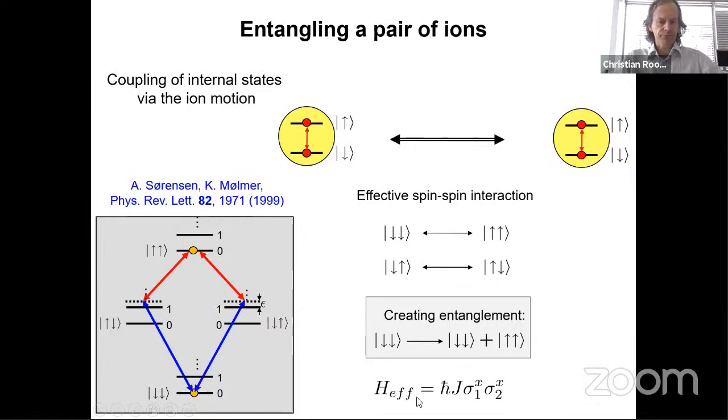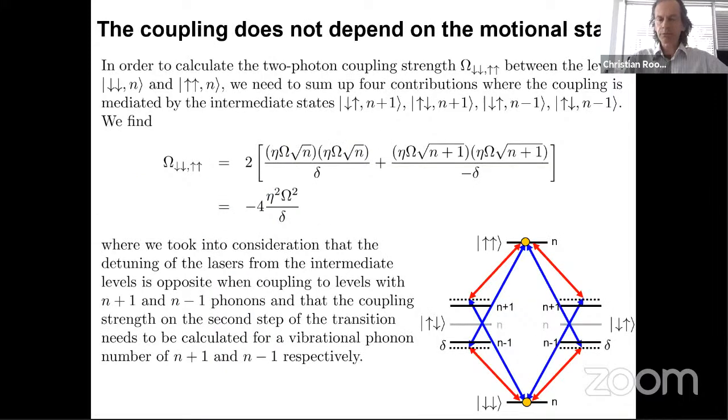And then, as these two processes have the same coupling strengths, you see now that this can be described by some effective Hamiltonian that is a product of the two Pauli X matrices. And so this looks like a magnetic interaction in an Ising model. What is interesting about this scheme is that the coupling does not depend on the motional state, at least to first order. And that's something I would like to quickly discuss with you here.